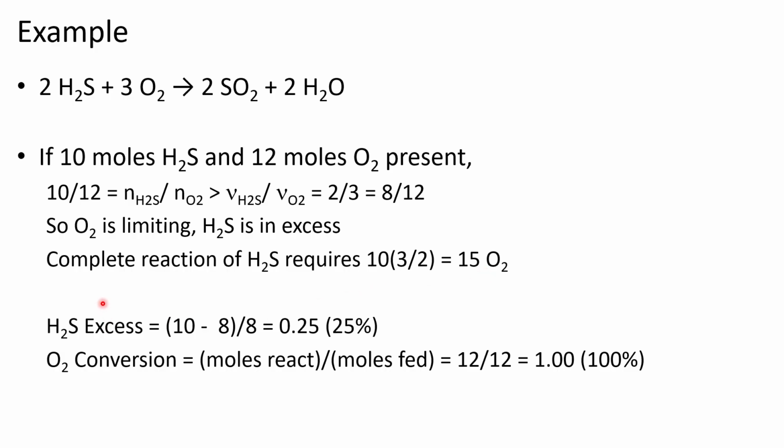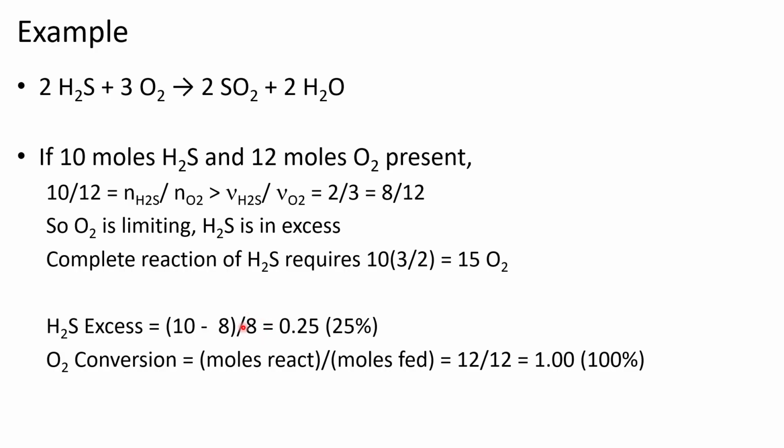When we have an excess amount of one reactant, we often will be asked to calculate the fractional excess or the percent excess. The way we do that is we take the amount that's present, in this case for hydrogen sulfide is 10, and subtract from it the amount that would be required to completely react with the limiting reactant. That's the amount that would be in stoichiometric proportion to the limiting reactant. In this case, we know the amount of hydrogen sulfide that's in stoichiometric proportion is 8. That's the amount that would completely react with the 12 moles of oxygen that's present. We subtract these two and divide by the amount that's required for complete conversion of the limiting reactant, oxygen.